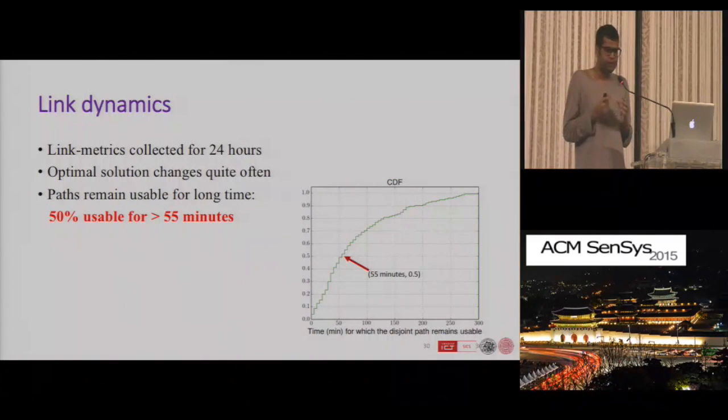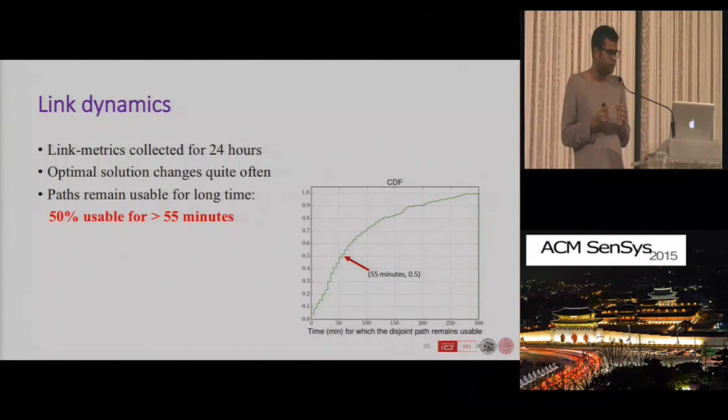The next experiment that we did was to look into the effect of link dynamics on the paths that are computed by the DPT protocol. In this regard, we deploy 10 sensor nodes in our office environment, and we collect link metrics for over 24 hours. And we find, every 5 minutes, the optimal solution to the disjoint path problem. And we find the duration for which the solution remains usable, as well as the optimal solution.